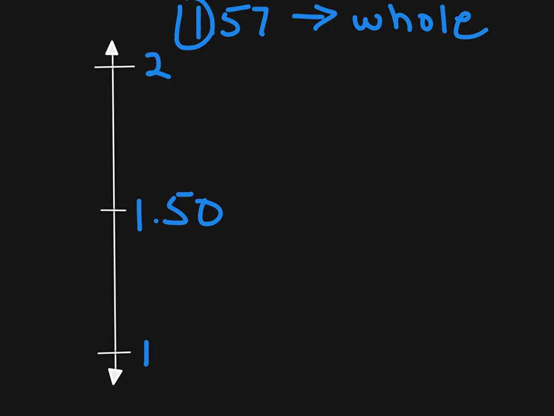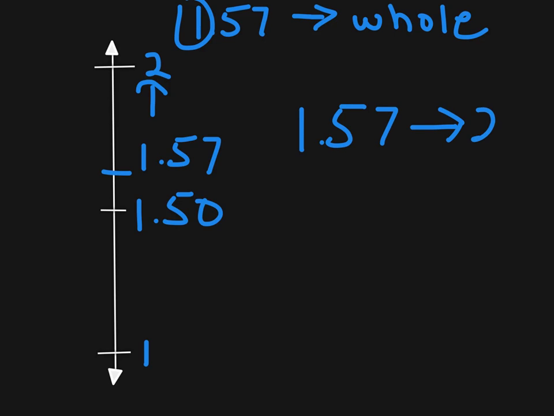So 1 and 50 hundredths is the midpoint between 1 and 2, and now I'm going to put 1 and 57 hundredths onto my number line. It's a little bit larger than 1 and 50 hundredths. It's a little bit closer to 2, so I can see that it's going to round up to 2. It's closer to 2 than it is to 1. So then I can say that 1 and 57 hundredths rounds to 2.